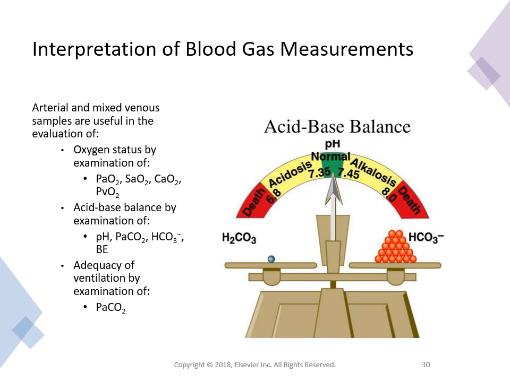Arterial and mixed venous samples are useful in the evaluation of oxygen status by examination of the PaO2, the SaO2, the content of oxygen, and the pressure of venous oxygen. Acid-base balance can be examined by pH, PaCO2, bicarb, and BE. Adequacy of ventilation can be assessed by examination of the PaCO2.